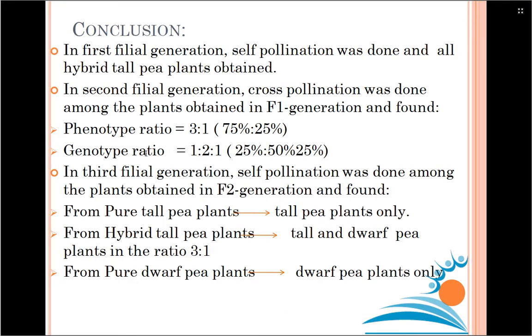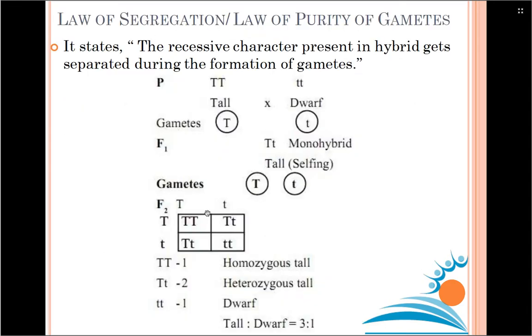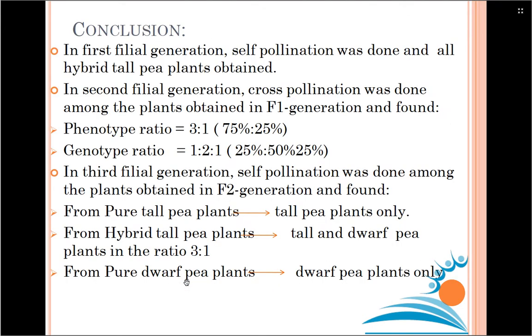Genotype ratio means genetic expression. So out of four, one is pure tall. You can see in the first example, see here, one is pure tall, two are hybrid tall, and the last is again pure tall. So that's why the genotype ratio is 1 is to 2 is to 1. So in all experiments, no matter which characters you cross, if you are crossing a pair of contrasting characters, then the phenotype ratio and genotype ratio are always the same. The phenotype ratio is always 3 is to 1, and the genotype ratio is always 1 is to 2 is to 1.